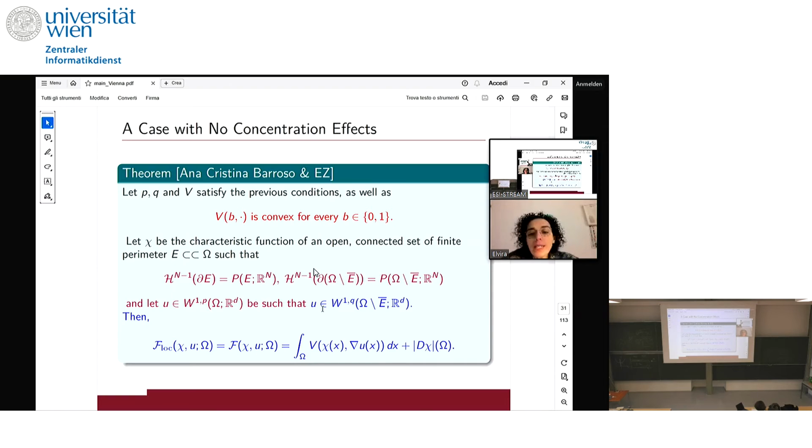I wanted to say that this assumption here in blue, the fact that I'm assuming that U is W1Q in the complement of E bar, is also quite natural, because of course we want to represent the energy when it is finite, and if I assume that I have a control of a certain type, clearly I'm expecting that in a certain region of omega, I really have this Q growth behavior on the gradient.